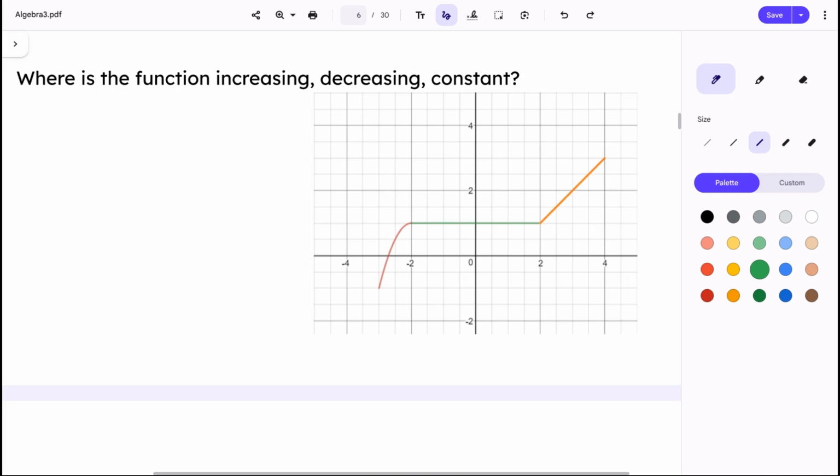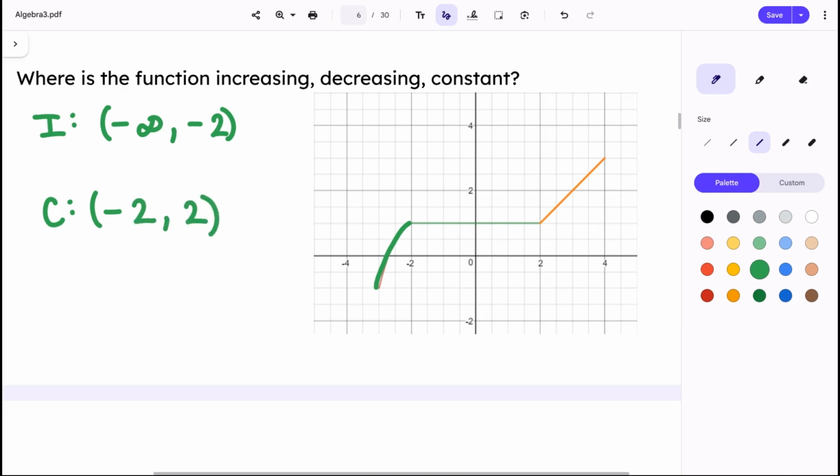So was the graph increasing anywhere? If so, where was it increasing at? Okay, negative infinity to negative 2. That takes care of this part of the graph right there. And then what happens? It's constant for how long?